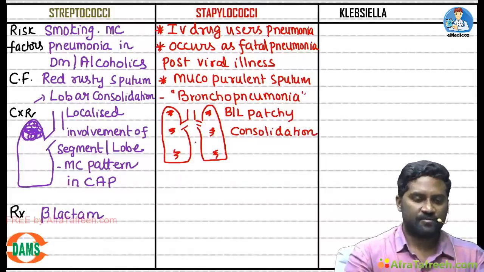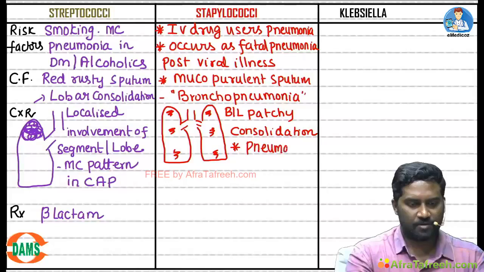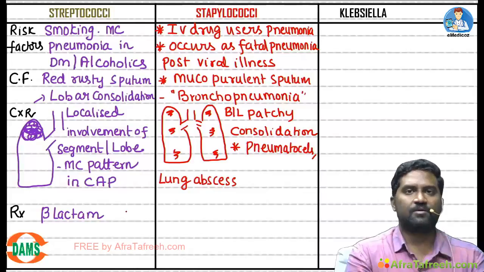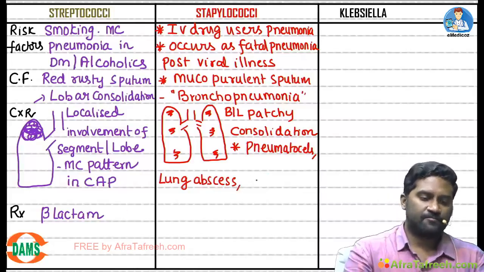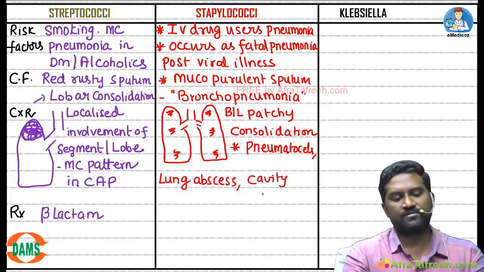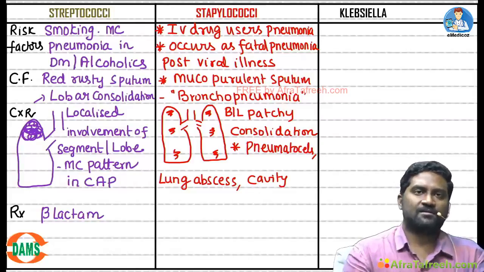Whenever we discuss staph, it can cause some specific radiological features called pneumatoceles. There can be pneumatoceles, formation of lung abscess, and also formation of cavities. Now what are these pneumatoceles, lung abscess, cavity? I'll show you everything on a chest X-ray.